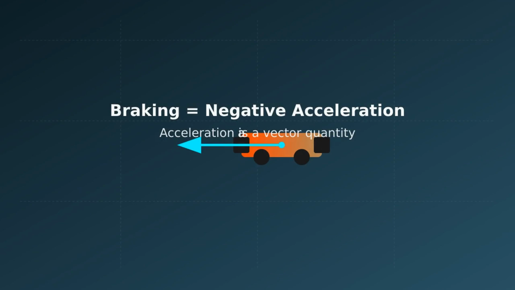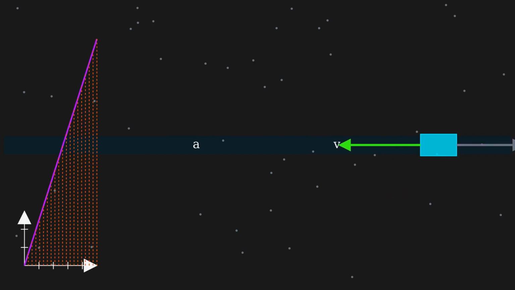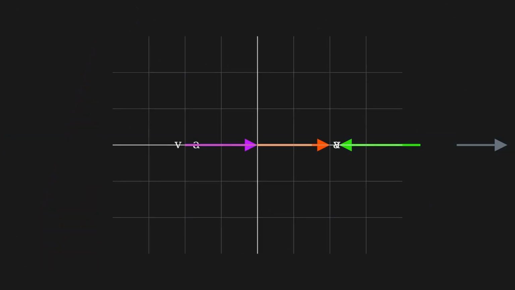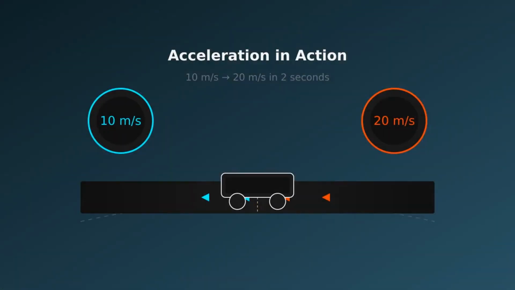Like velocity, acceleration is a vector. It has both a magnitude and a direction. The magnitude tells us how quickly the velocity is changing, while the direction tells us which way the velocity vector is shifting. And here's where it gets interesting. Acceleration and velocity don't need to point the same way. If they do, the object speeds up. If they're opposite, the object slows down. That's exactly what was happening with our race car mystery.